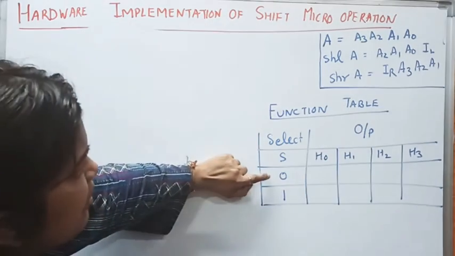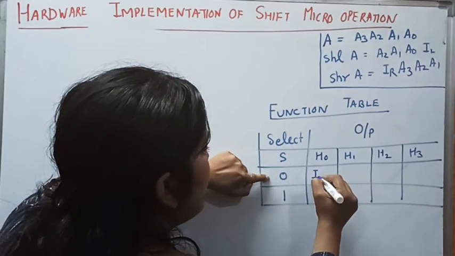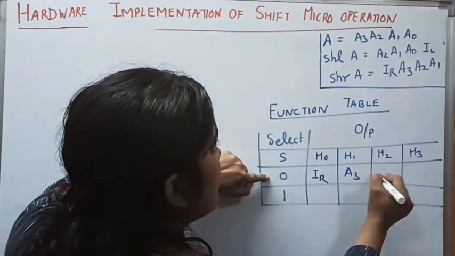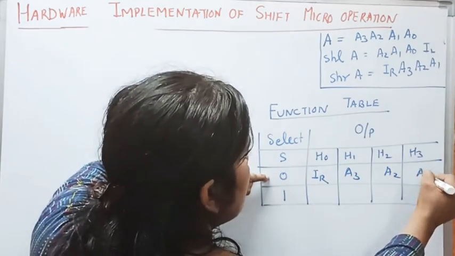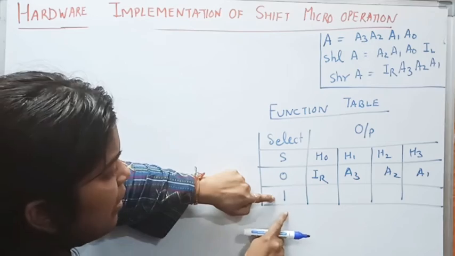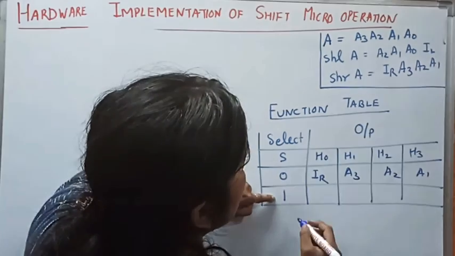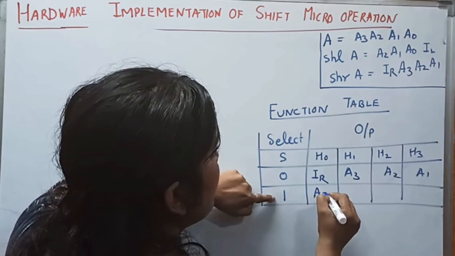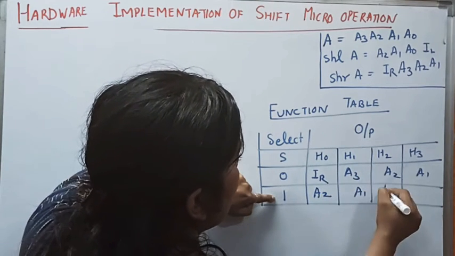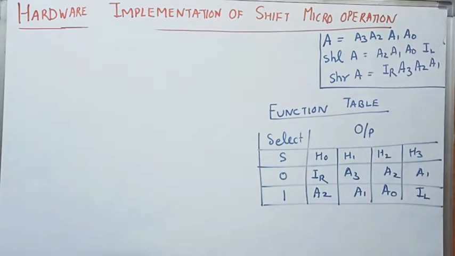So for the shift right operation, what will happen? I of R, A3, A2 and A1. And when the selection line is 1, the shift left operation will take place, then what will go on? That is A2, A1, A0 and I of L. It means you can represent it with a circuit.